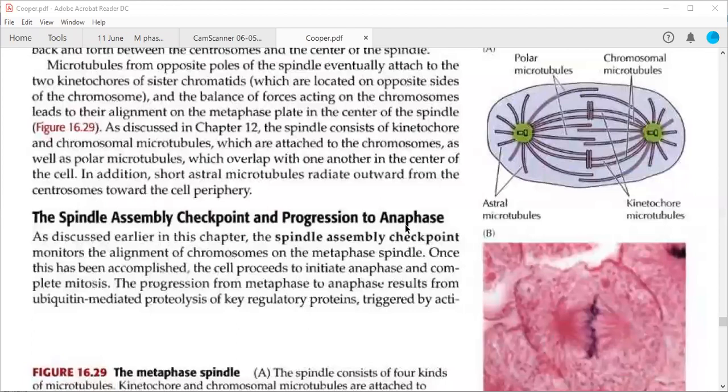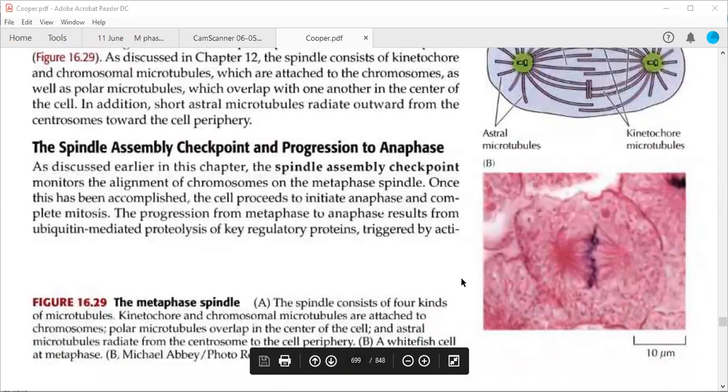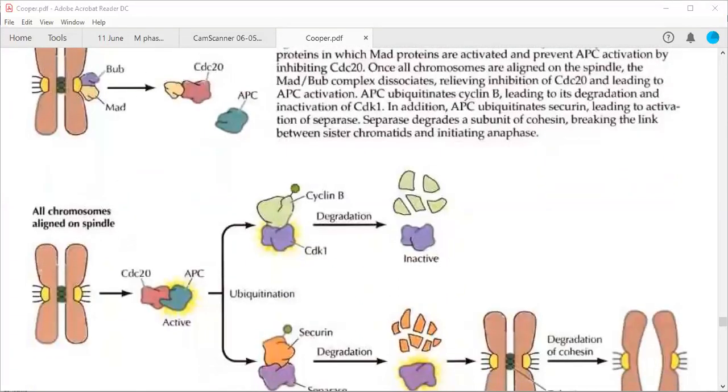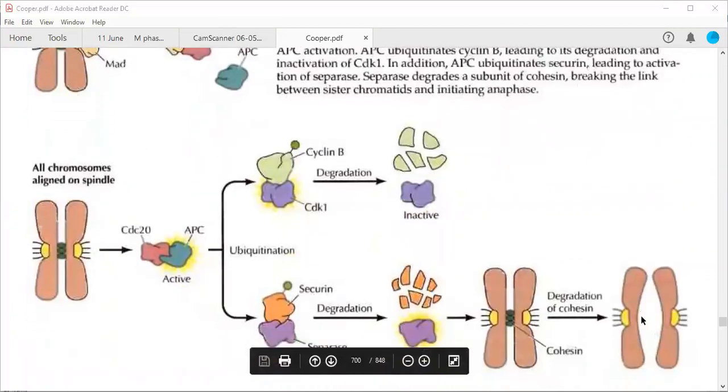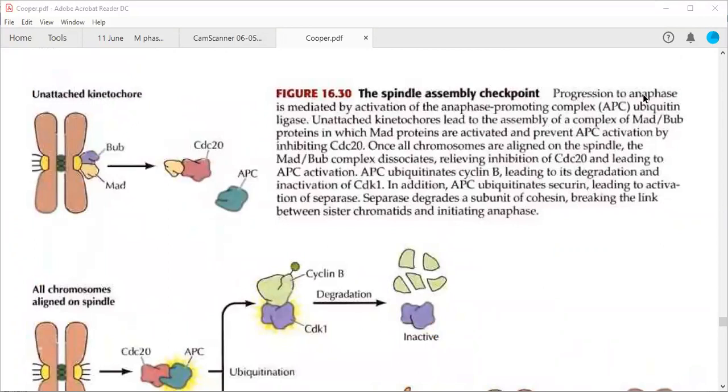Now, the progression from metaphase to anaphase results from the ubiquitin mediated proteolysis of key regulatory proteins triggered by the activation of, okay, so see here, your cohesin protein, when the cell is in M phase and in metaphase stage of the cell cycle. So actually before your securin is degraded and this cohesin is removed from in between these two sister chromatids, many things are happening. So this spindle assembly checkpoint, to check the progression to anaphase, is mediated by the activation of the anaphase promoting complex, APC, a ubiquitin ligase, that is APC/C.